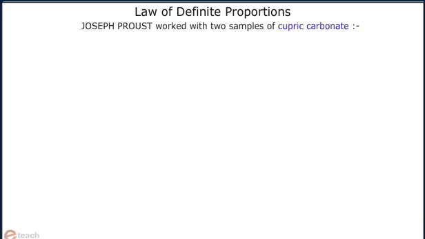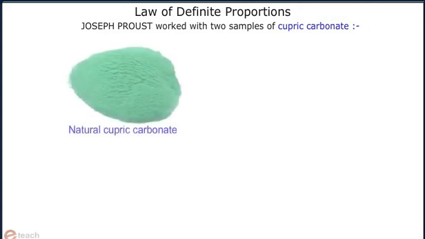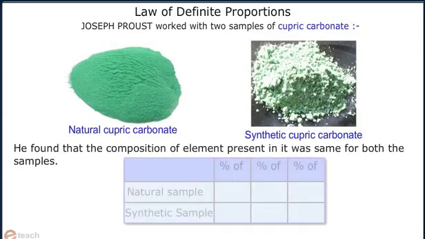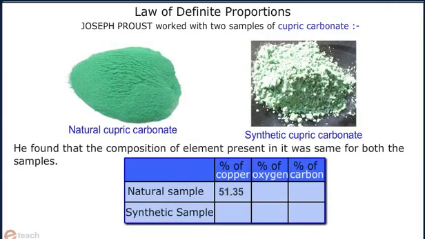Law of definite proportions. Joseph Proust worked with two samples of cupric carbonate, natural cupric carbonate and synthetic cupric carbonate. He found that the composition of elements present in it was the same for both the samples.